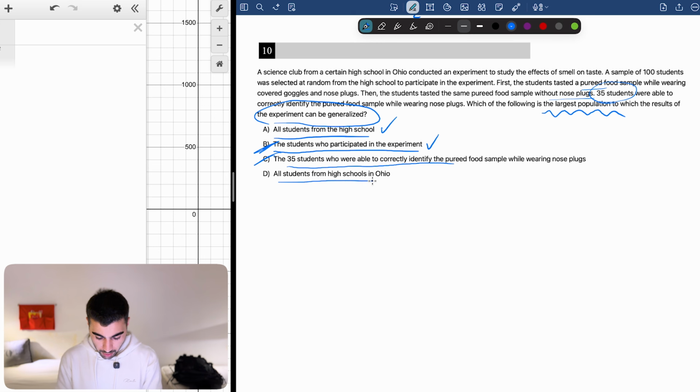All students from high schools in Ohio. We can't generalize it to all the students from high schools in Ohio because we've selected only 100 students randomly from one high school. If we were going to select these 100 students randomly from random high schools all around Ohio, then yeah, we could generalize it to all the students from all the high schools in Ohio. Because we didn't do that, we can't generalize it for all the high school students in Ohio, so D is also out. A, all students from that specific high school, we can generalize it, and that's the largest population we can do.